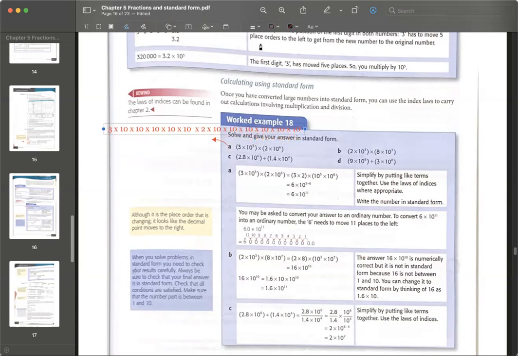So when you look like this, you can actually calculate how many number of tens are there. 1, 2, 3, 4, 5, 6, 7, 8, 9, 10, 11. So we know that this is 10 to the power of 11. Then 3 times 2 is 6.